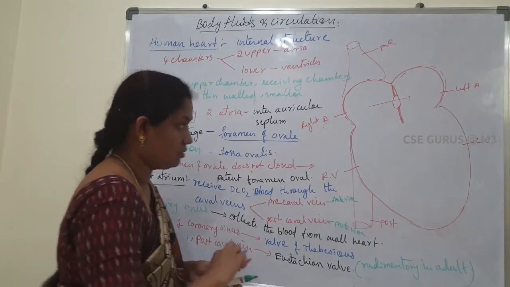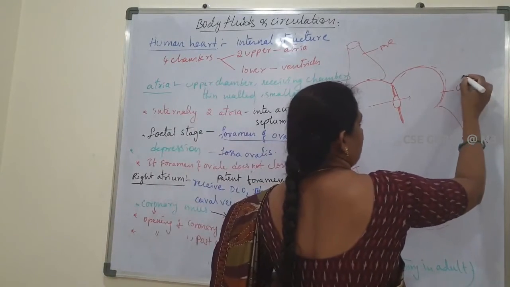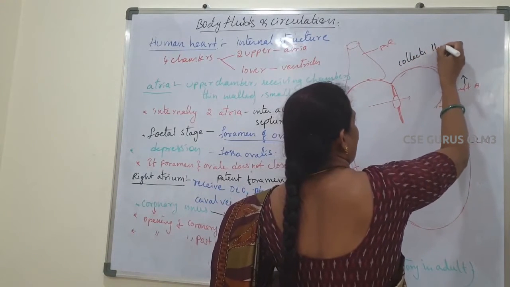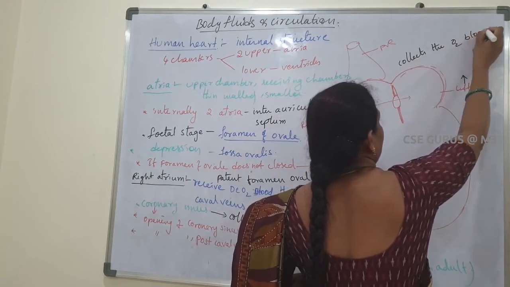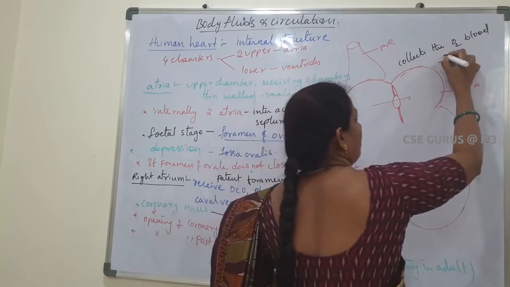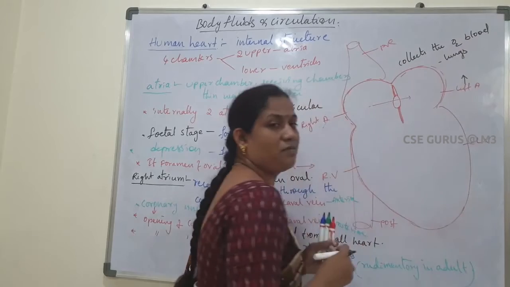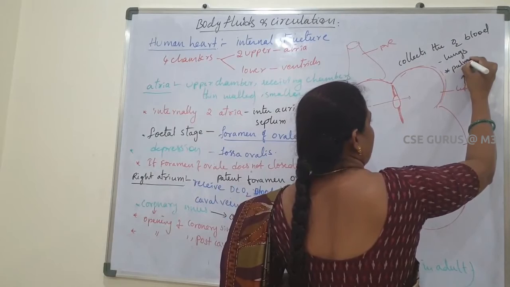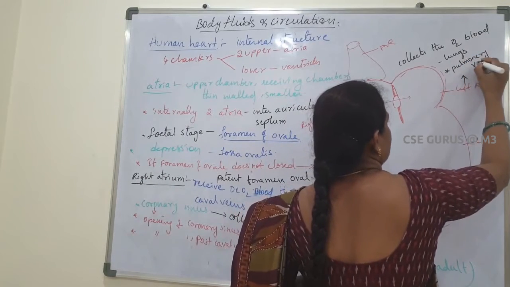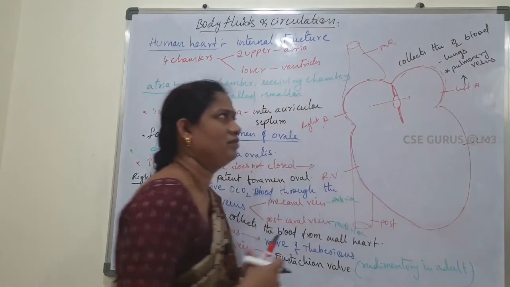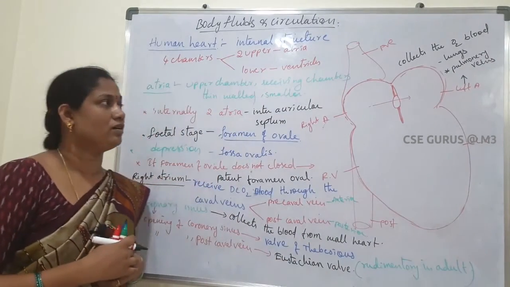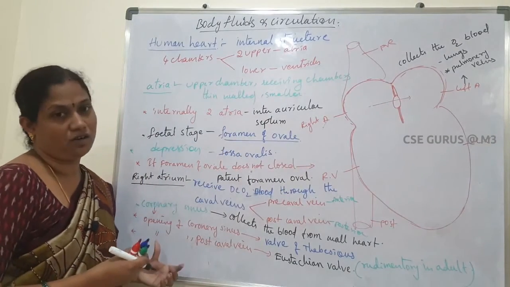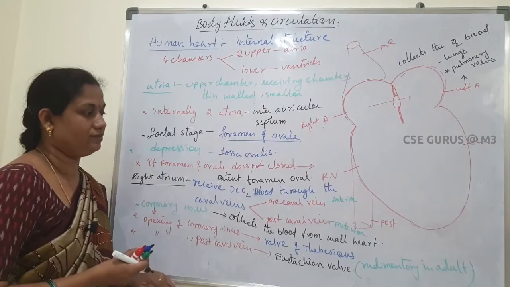Next, left atrium. This one is the left atrium. It collects the oxygenated blood. From where? From the lungs. It collects the blood from the lungs through the pulmonary veins. So this is about the right and left auricles, or right and left atria.